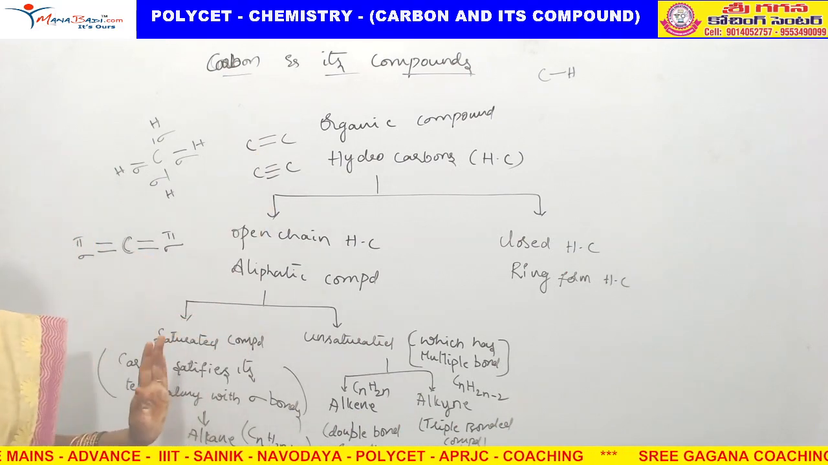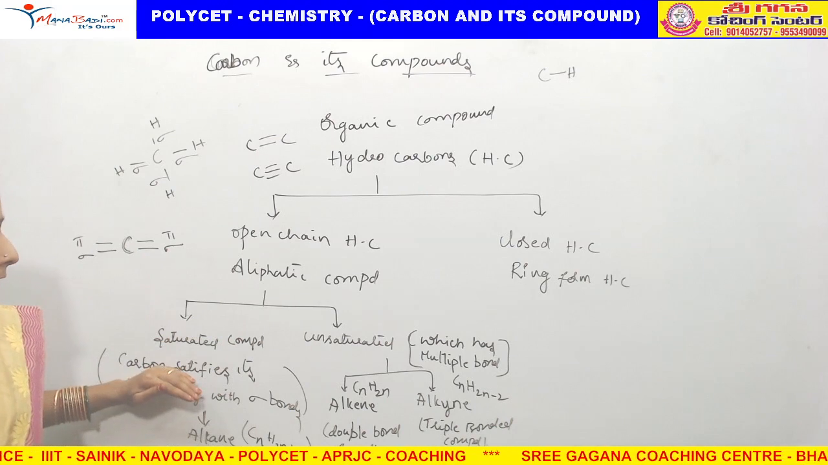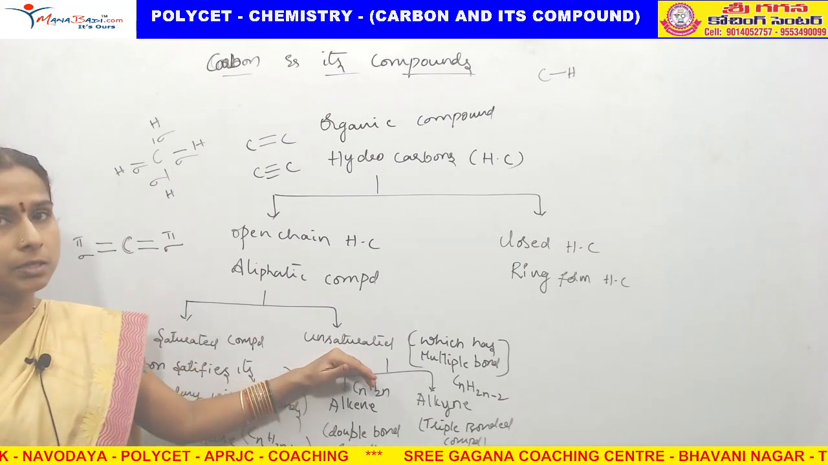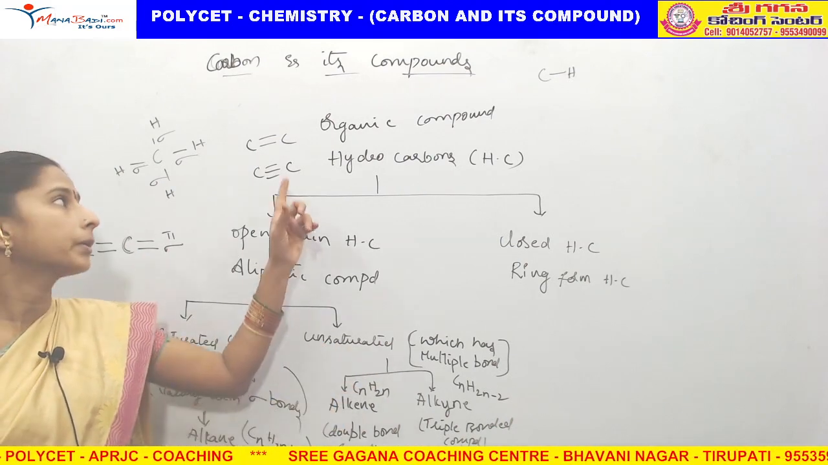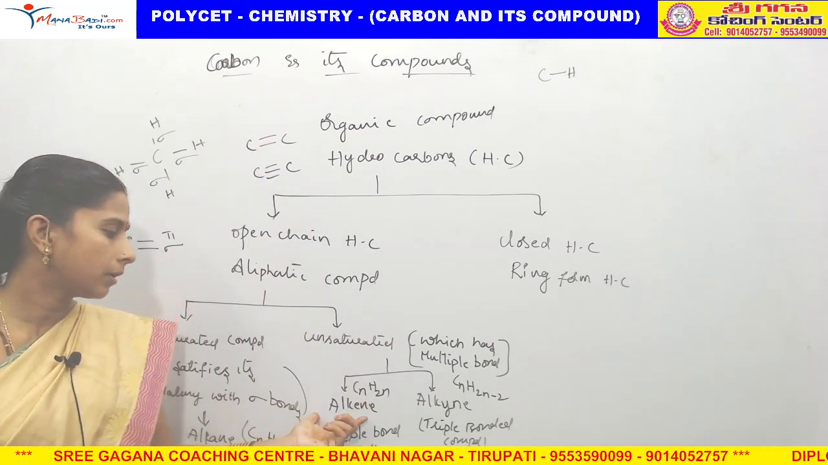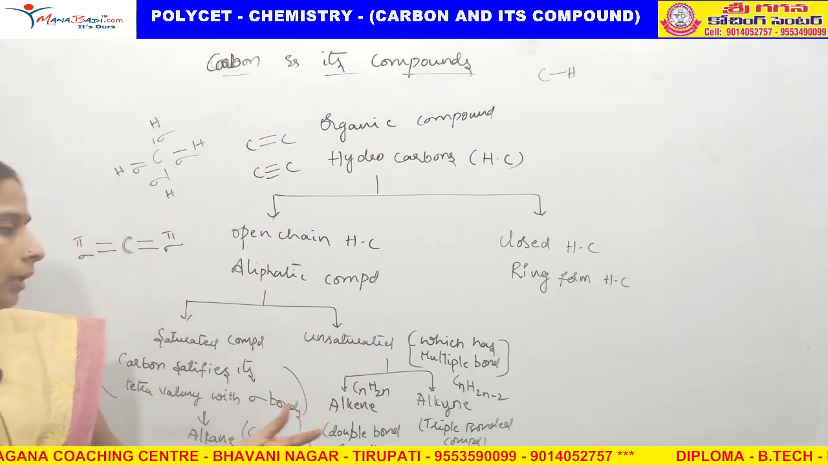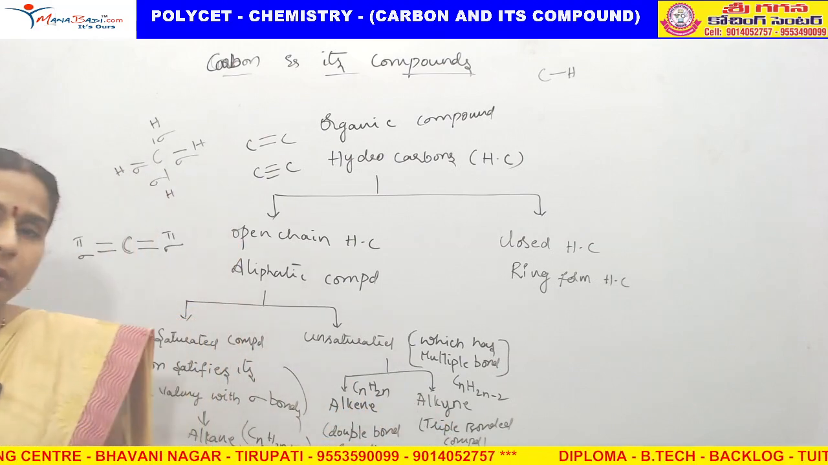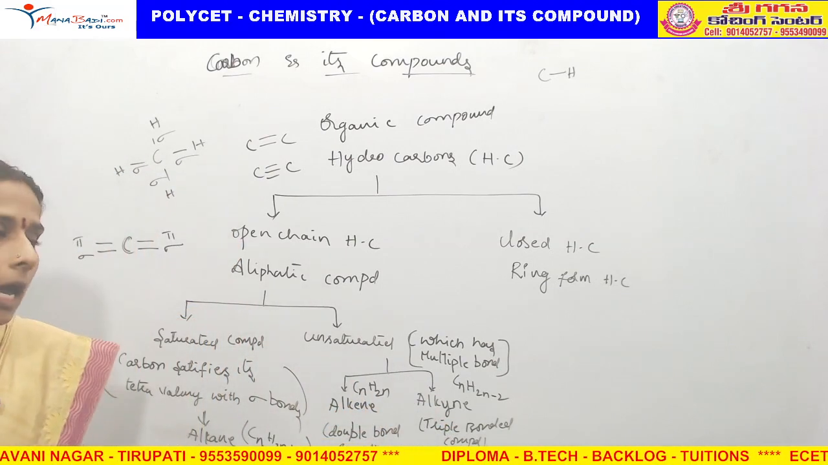That is the difference. Here only sigma bonds, saturated. Here pi bonds are also there. Pi bonds are present in double bonds and triple bonds. If a double bond is there, the compounds are called alkenes. If a triple bond is there, the compounds are called alkynes.